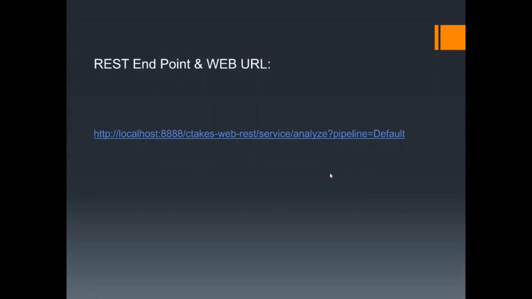And not only that, we have also exposed a web URL inside this module, so that you can just access the web URL and analyze the narrative text of your choice to ensure that the web module is running successfully before even hitting the REST endpoint. The web URL looks something like this, as shown in the slide: hostname colon port slash ctakes-web-rest slash index.jsp. It's a web module which has been exposed, and once you key in any narrative text in this web module and try to do analysis, behind the scenes it will internally make a REST call as well.